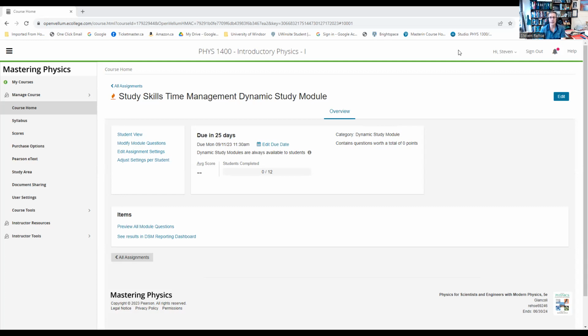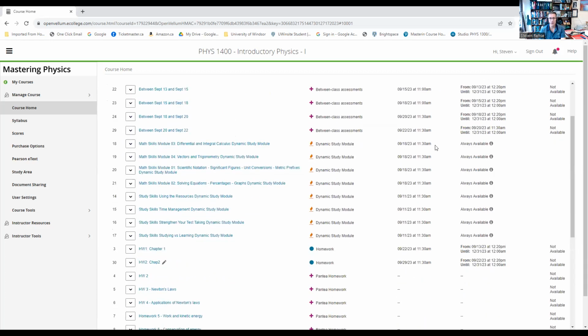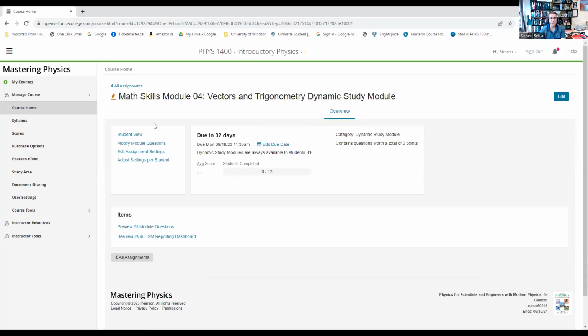So when you go through the math bits, let's take a look at the math bits and see how that works. If I go to all assignments, one of the ones that's available already, always available here, should be the math skills module. Let's just see here. How about vectors and trig? You guys want to do vectors and trig? That looks good. Student view for vectors and trig. It's not showing up. Okay.